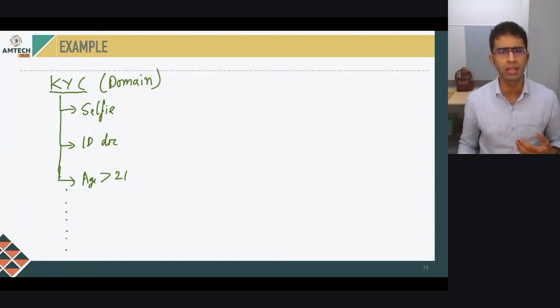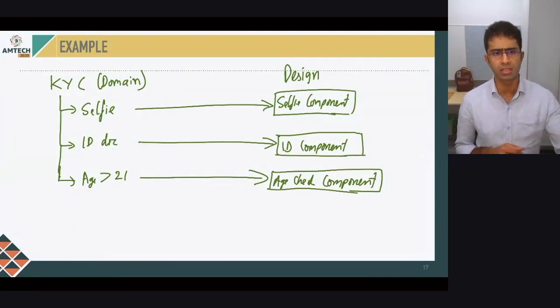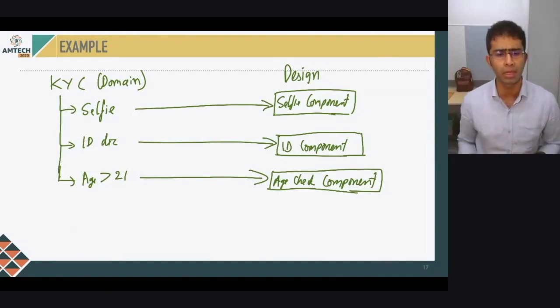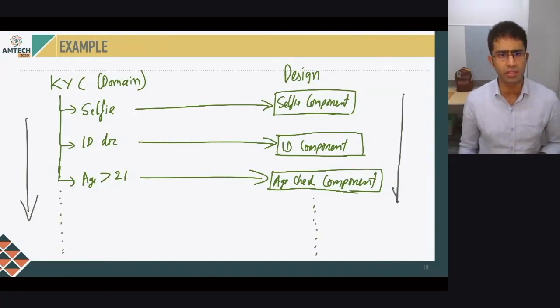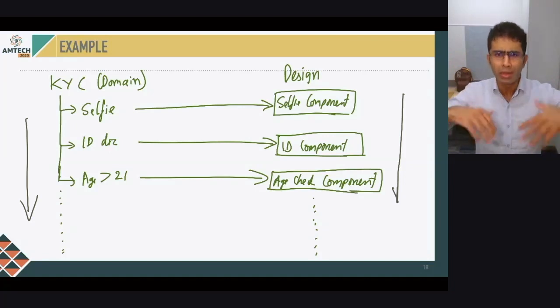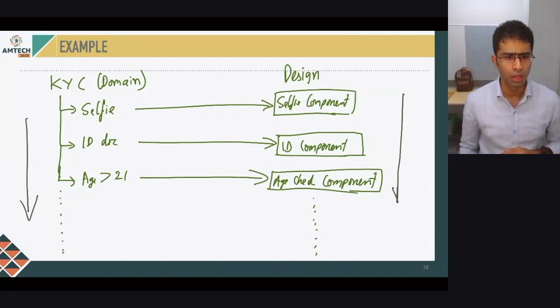One way you would design this is to directly map it to design components. So in this case, I can take the selfie and map it to a selfie component, take the ID doc and create an ID doc component, and create an age check component. So there's no mental model here. You are directly mapping it, and this is fine for most cases. But as the number of requirements increases, the number of components will increase, and this will lead to duplication and incorrect evolution, which I will show you subsequently. But let's understand how we can apply a mental model to this.